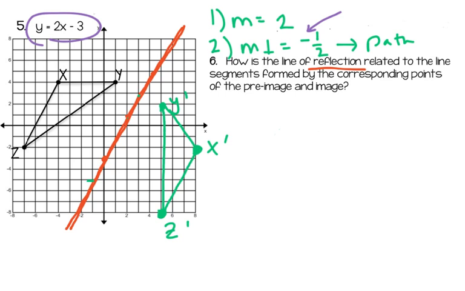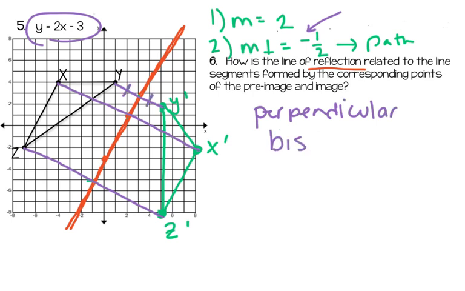So what that means is, if I connect y and y prime, x and x prime, z and z prime, how is my red line related to my purple lines? If you remember in the previous video, this was something that we did at the beginning. It's a perpendicular. I know it's perpendicular because that was my pathway that I followed, but because it's even on both sides, it's a bisector. So it's a perpendicular bisector, and that's the relationship.